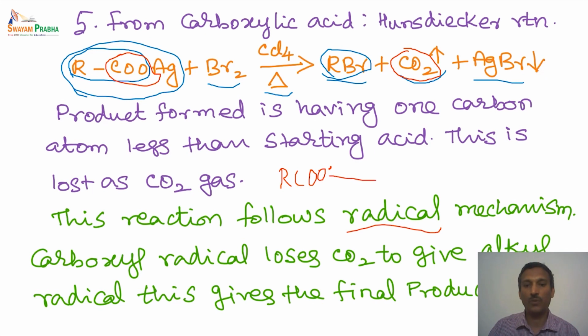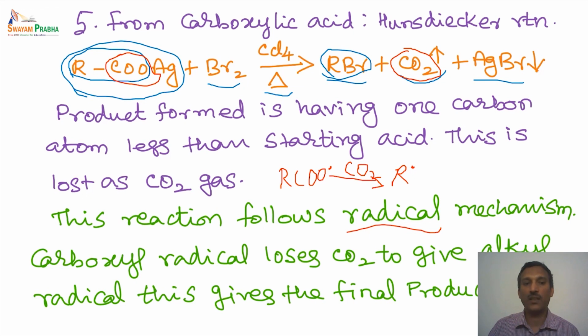This RCOO radical loses carbon dioxide, a neutral molecule. So CO2 is lost, which gives an alkyl radical, R dot, in this particular reaction. When R dot is formed, it reacts with bromine to give RBr as the final product, and that also produces another bromine radical. So this reaction goes like a chain reaction, and two molecules of R dot can also combine to give the dialkyl derivative, that is, an alkane can also be formed.